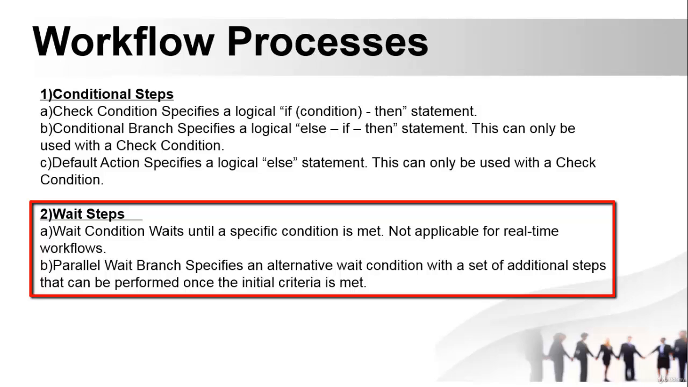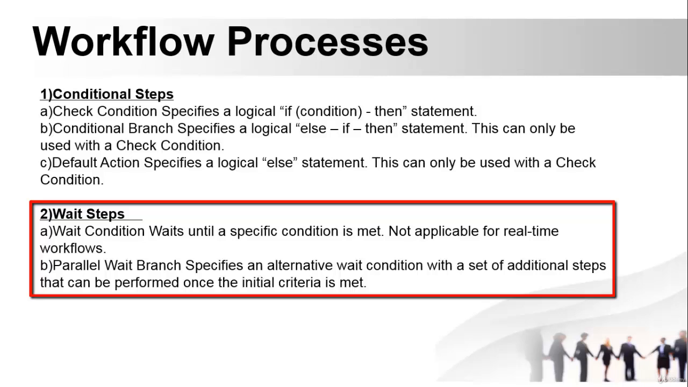Next is parallel wait. Parallel wait branch specifies an alternative wait condition with a set of additional steps that can be performed once the initial criteria is met. So parallel wait branch is another wait step which we can use as an alternative wait condition, and in this we are going to set additional steps that can be performed once the initial criteria is met.